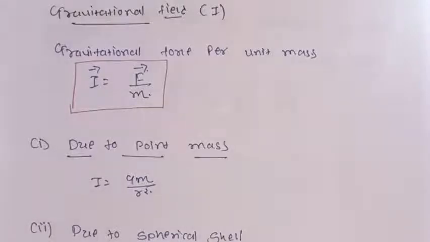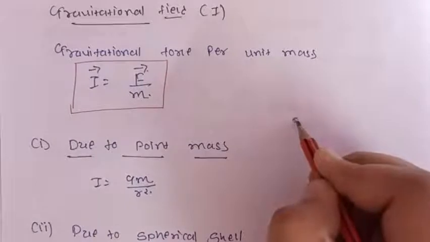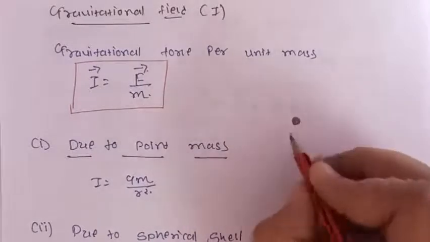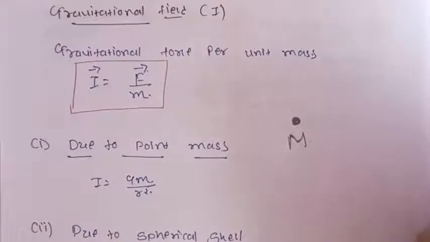Now, let us understand what is gravitational field. The basic definition of gravitational field is force per unit mass. Let us have a deep understanding about it. There is an object of mass m placed at certain point.